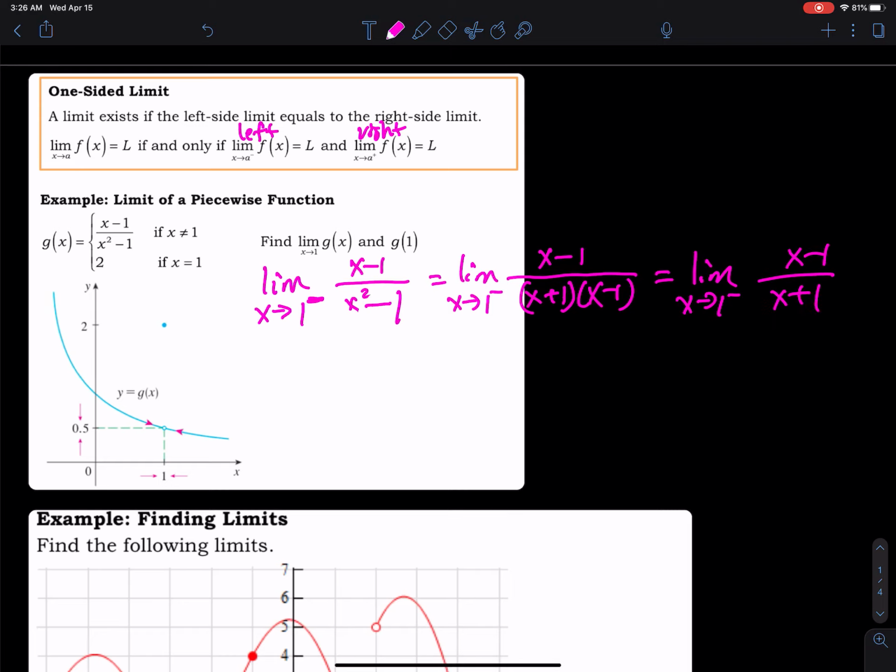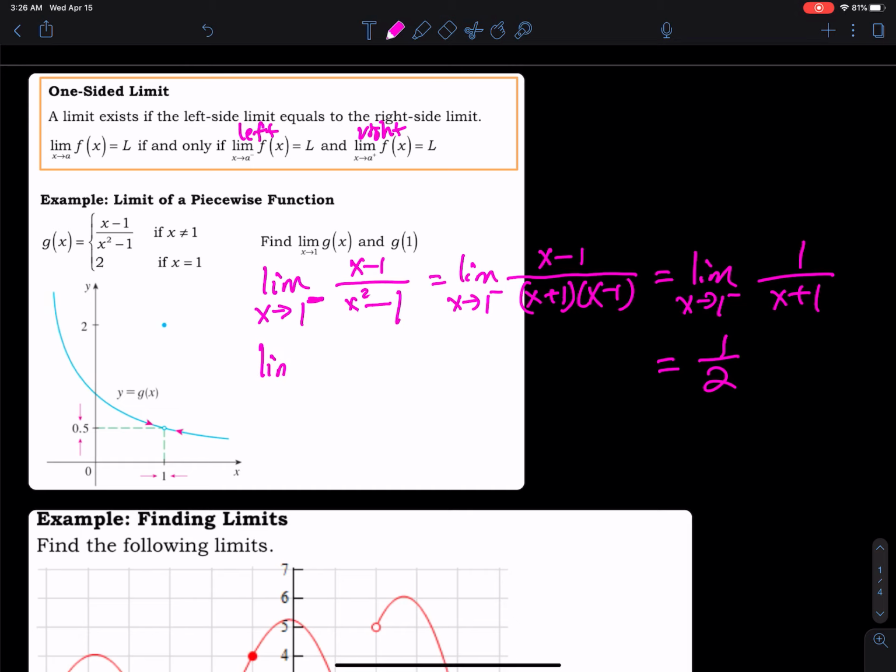Are we safe to plug in? Yes, we are. So plug in 1. It's not x minus 1, it's 1, right? And then we plug in, so we have 1 divided by 2. So the left limit is equal to 1/2.